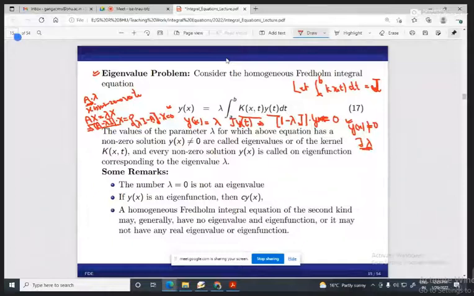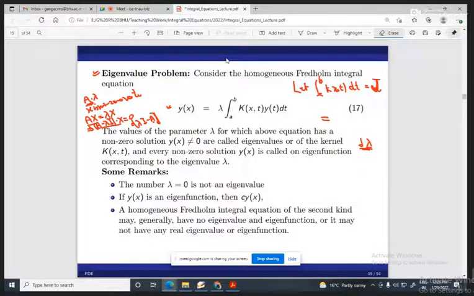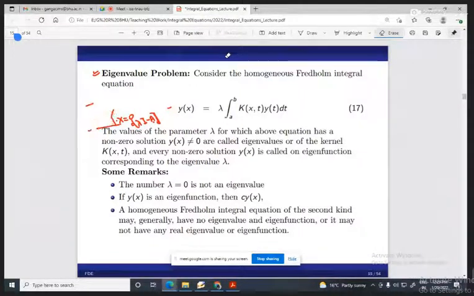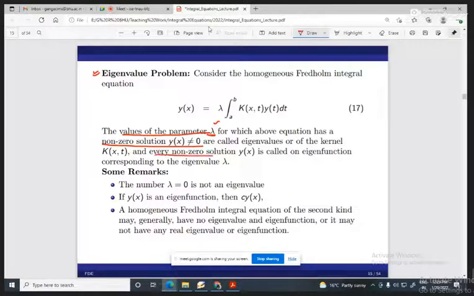Okay, so basically, the value of the parameter lambda for which the equation has a non-zero solution, meaning y is not equal to 0, is called the eigenvalue, or eigenvalue of the kernel K(x,t) of the integral equation, and the non-zero function is called the eigenfunction corresponding to the eigenvalue lambda. Do you agree?